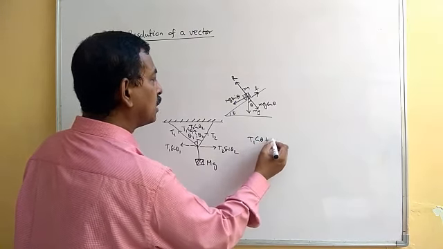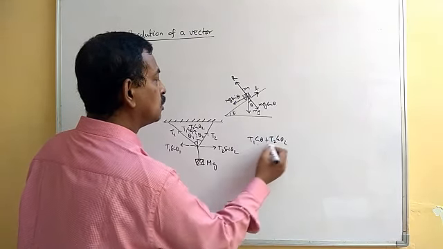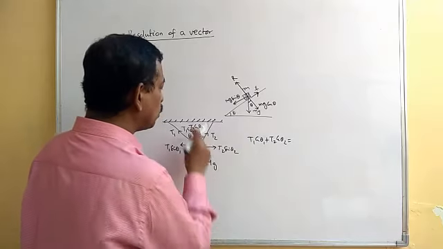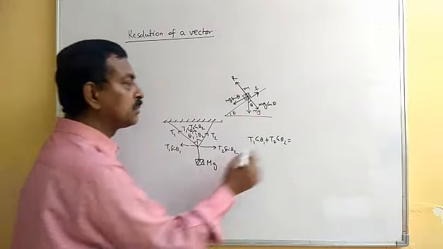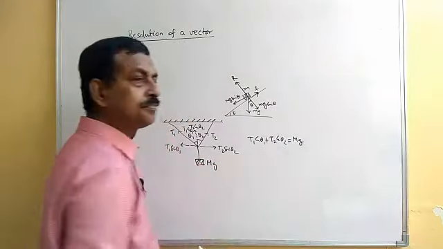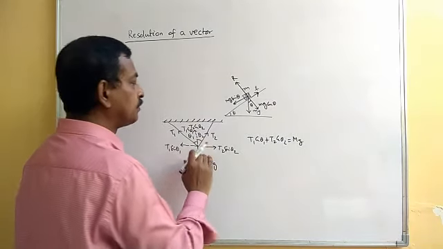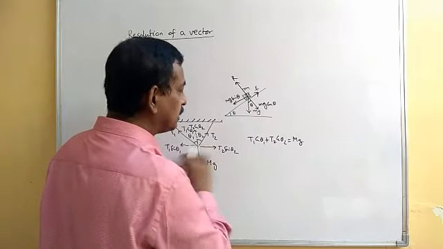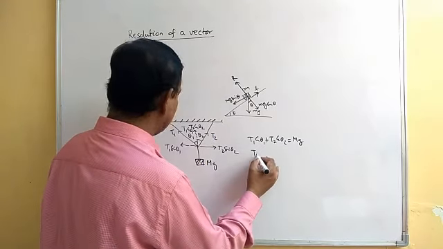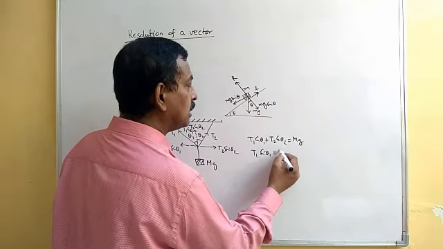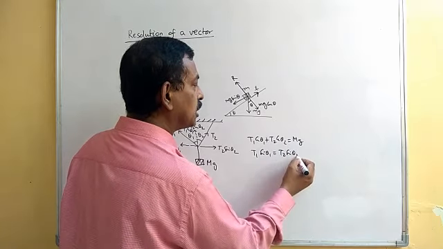So in this direction what will happen? T1 cos theta 1 plus T2 cos theta 2 is equal to the weight. If it is in equilibrium there, it is your mg. Whereas for equilibrium in the perpendicular direction, that is in the horizontal direction, if you consider, it is your T1 sine theta 1 equal to T2 sine theta 2.